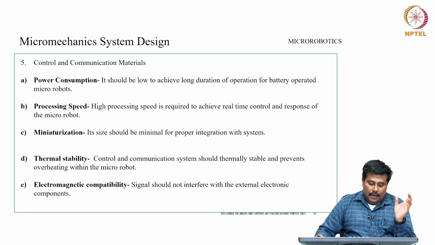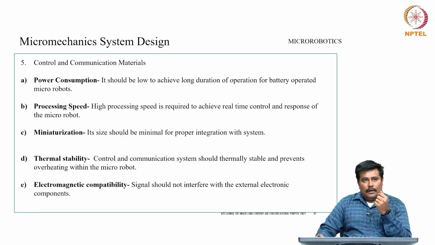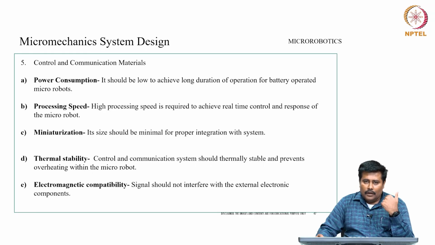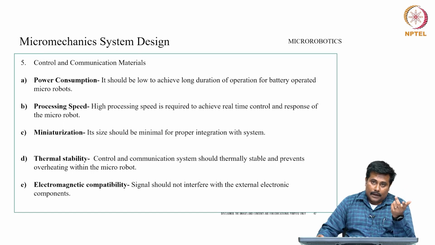And then we have thermal stability, which plays a vital role. Whenever such actuation or sensing happens, there is a need for thermal stability. So, a control and communication system should be thermally stable and prevent overheating within the micro robot. And the most important aspect is electromagnetic compatibility, that is, the signal generated from such actuators or sensor systems should not interfere with the external electric components we are working with.